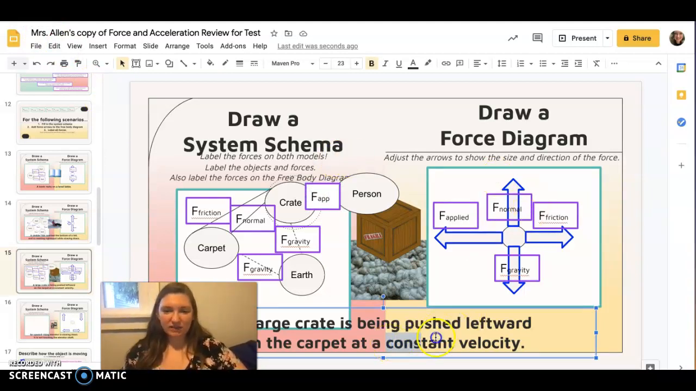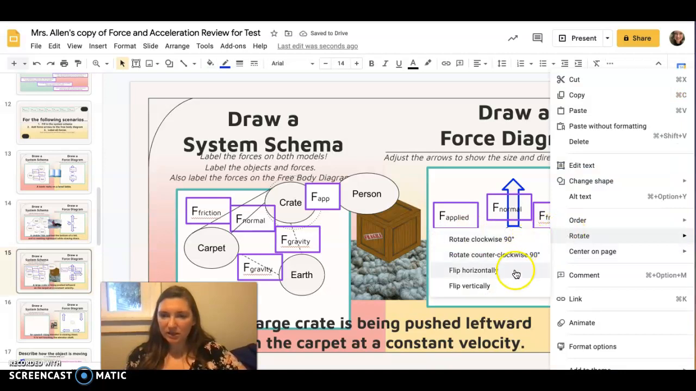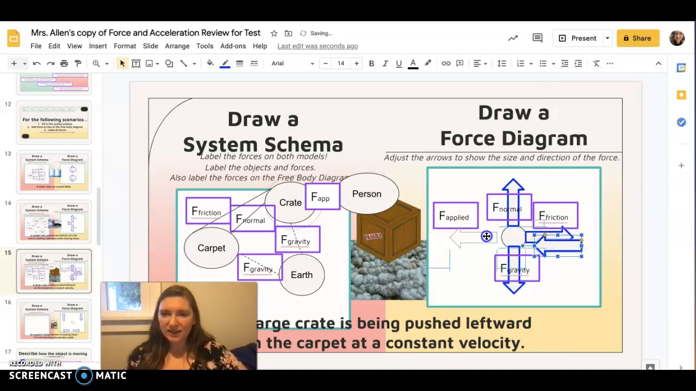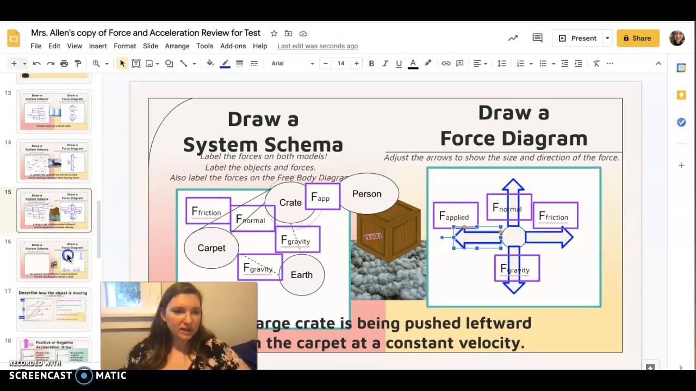It has a constant velocity, so it's not actually accelerating. So that means that these two forces, the force of friction and the applied force, are going to be equal. So I'm just going to copy and paste that, and I'm going to flip it horizontally. And that shows that it's not speeding up or slowing down, it's just traveling at that constant rate over the carpet. Okay, so on to the next one.